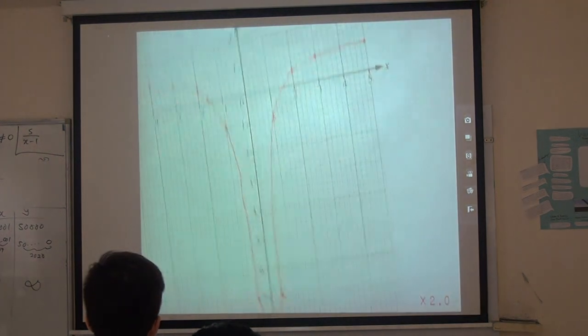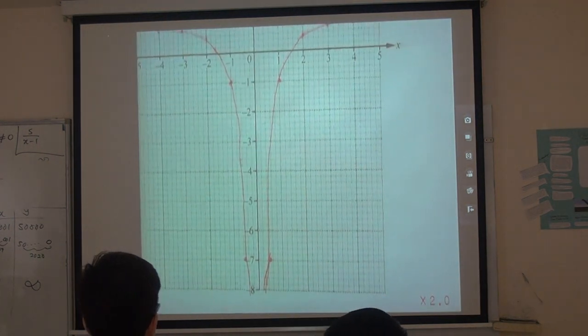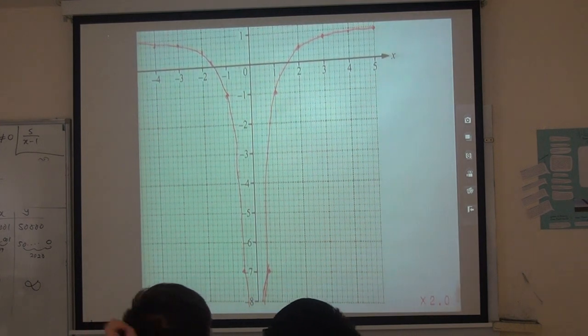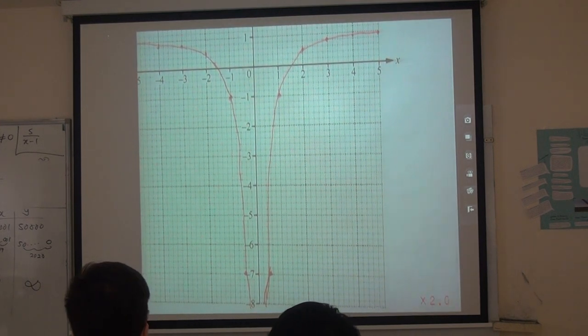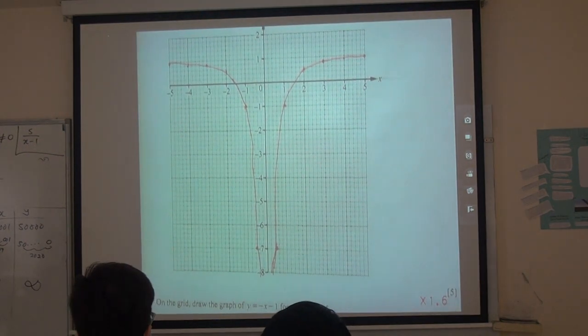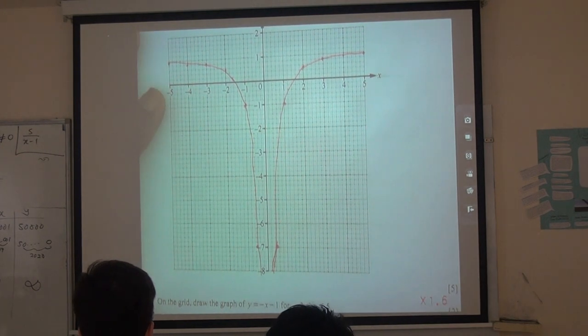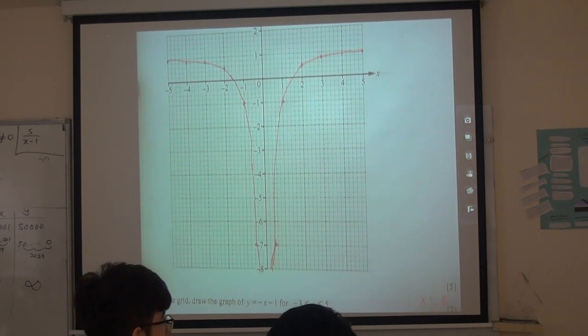Did I miss any point out? No. Okay, so something like that is not a part. If I used a pencil, of course, I would have drawn a better one. So now, it will never touch. There will always be two parts to your inverse graph. Any question? Thank you.